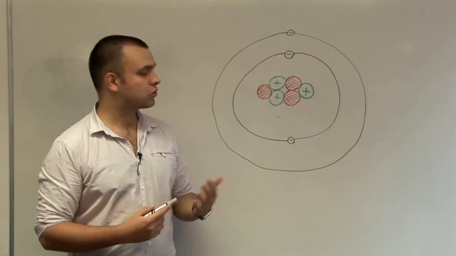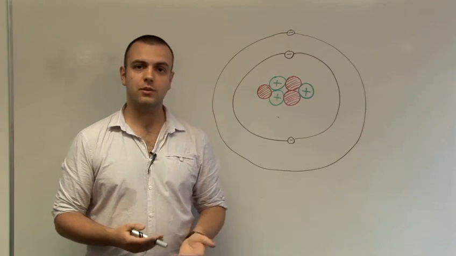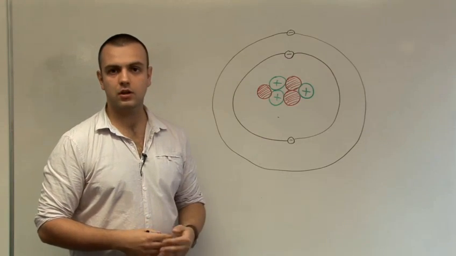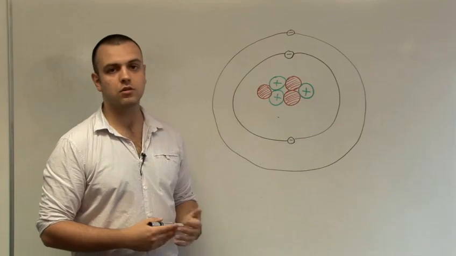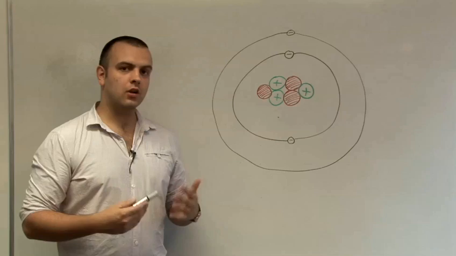If this diagram was drawn to scale, the nucleus would be so small as to be invisible. We draw it large here so you can see the individual particles. Virtually all the mass of an atom is concentrated in the nucleus. Orbiting the nucleus are electrons.